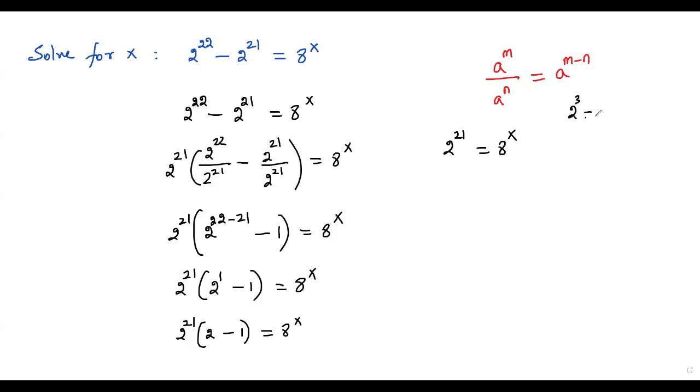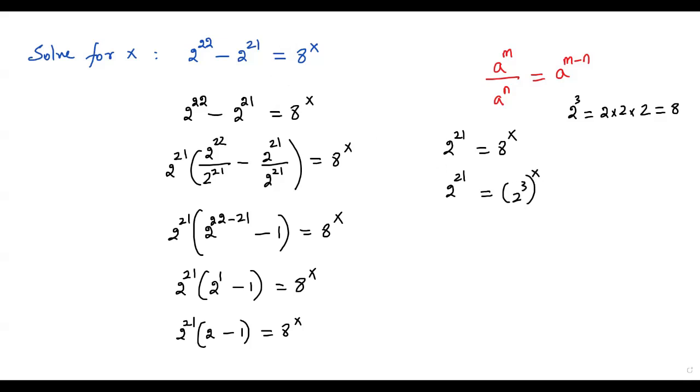When I write 2 cubed, I multiply 2 by itself three times: 2 times 2 is 4, 4 times 2 is 8. So the value of 2 cubed is 8. So instead of 8, we can write 2 cubed. Let me do it: 2 to the 21st power equals, instead of 8, 2 cubed, whole to the x power.